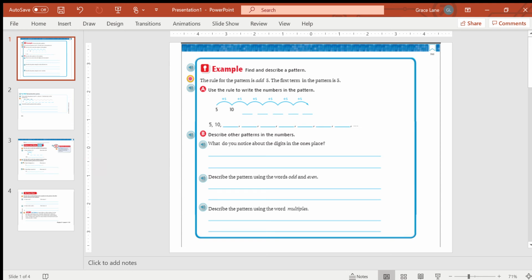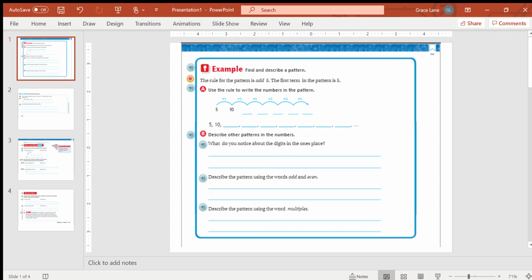Hi guys, welcome back. We are finishing chapter 5 today. This is the last lesson in chapter 5. Lesson 5.6, we are talking about number patterns. I think you guys will like this lesson. It's kind of like a big puzzle, I think.